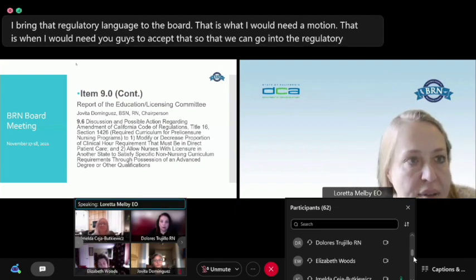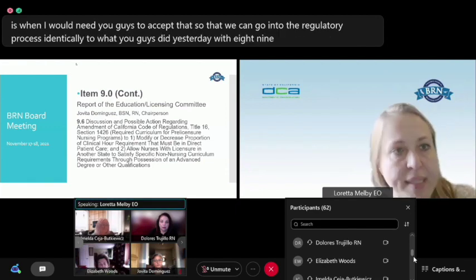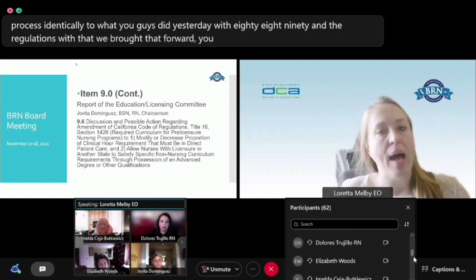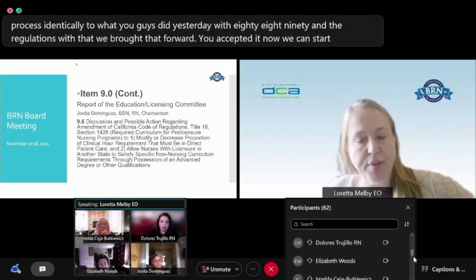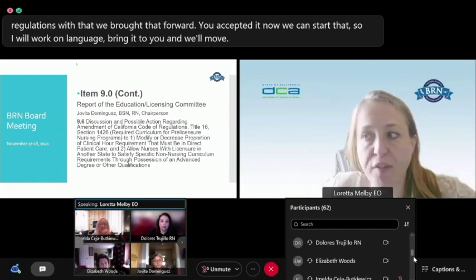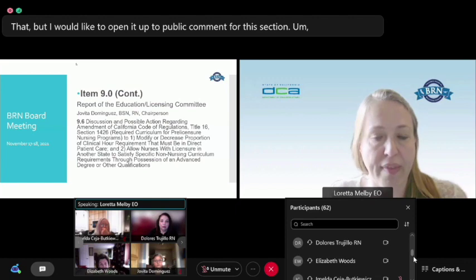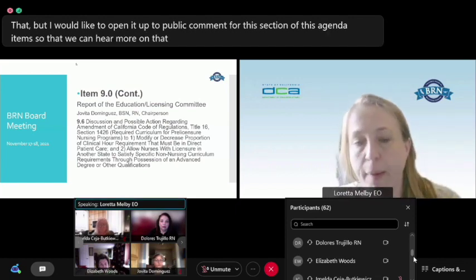Identically to what you guys did yesterday with AB 890 and the regulations with that, we brought that forward, you accepted it, now we can start that. So I will work on language, bring it to you, and we'll move that. But I would like to open it up to public comment for this section of this agenda item so that we can hear more on that, if that's something that you guys will agree to.